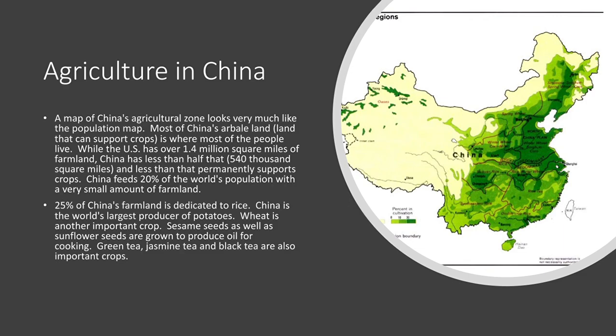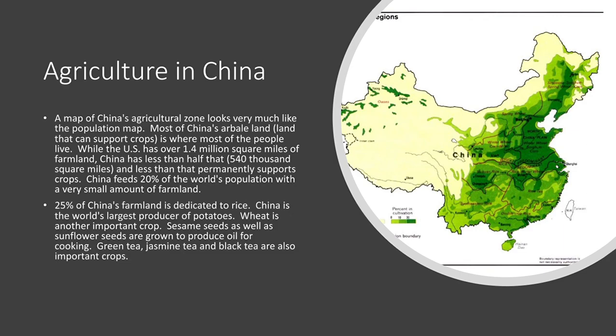25% of all of that farmland is dedicated to rice. They're not the biggest rice grower in the world, but definitely it's an important crop in China. We're going to talk about rice in the next slide. China is also, interestingly enough, the world's largest producer of potatoes, both white potatoes and sweet potatoes. Sweet potatoes are a huge product, grown in a huge amount in China. And wheat is another important crop.